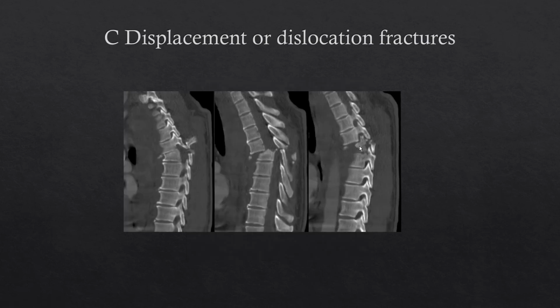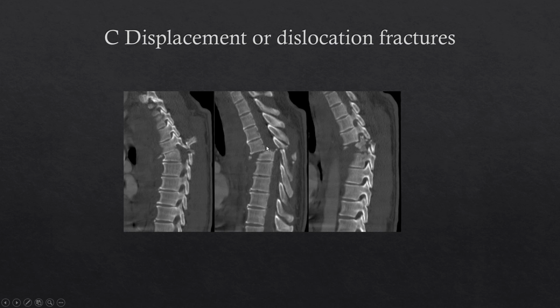There are multiple type C injuries, but they're not subcategorized, and essentially all it takes to get a type C injury is displacement, malalignment of the spine, or dislocation of the spine. In these cases, there's complete disruption of the underlying ligamentous complex, the anterior longitudinal ligament, the posterior longitudinal ligament, the ligamentum flavum, the interspinous ligament, the supraspinous ligament, and with or without disruption of the facets.